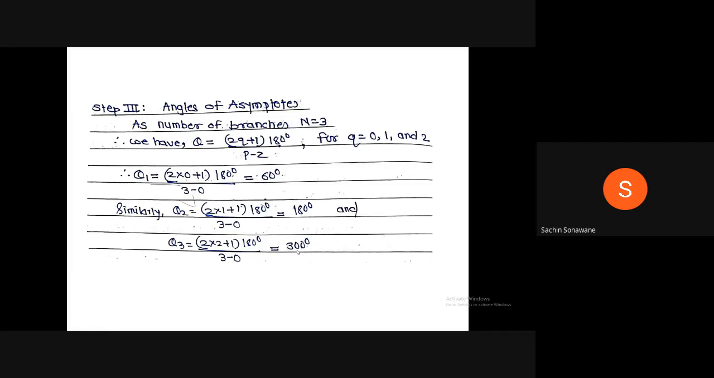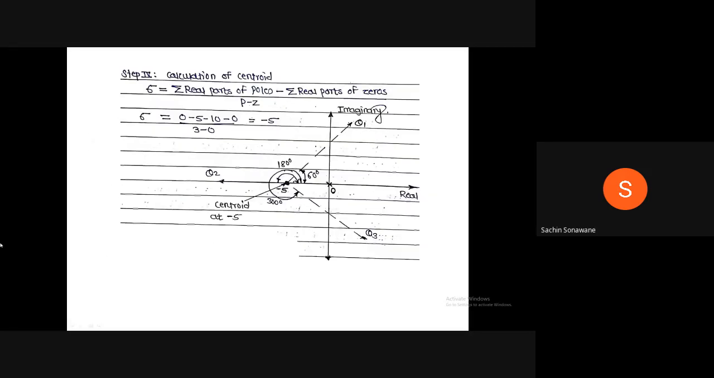Therefore three angles we have got, theta 1, theta 2 and theta 3. Now calculation of centroid. Step 4. Centroid sigma is equal to summation of real parts of poles minus summation of real parts of zeros divided by p minus z. Therefore sigma is equal to (0 minus 5 minus 10 minus 0) divided by (3 minus 0), which is equal to minus 5. Therefore locate centroid sigma at minus 5 and draw the angles from minus 5, that is 60 degree, 180 degree and 300 degree.